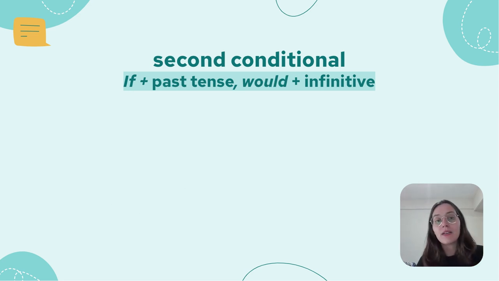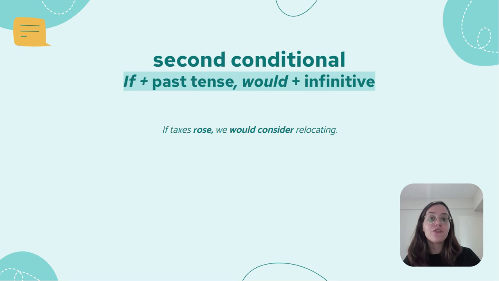Let's go ahead and take a look at the second conditional. A second conditional is made up of if and a past tense, followed by would and the infinitive in the result clause. If taxes rose, we would consider relocating.